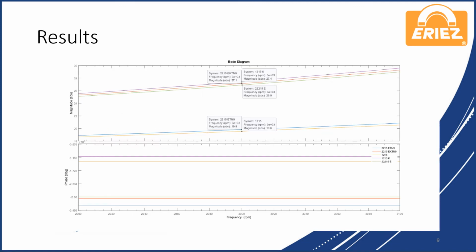Transmissibilities from the code are shown in this figure. As can be seen in this plot, the 1215 bearing is the best candidate when compared to the other bearing cases.